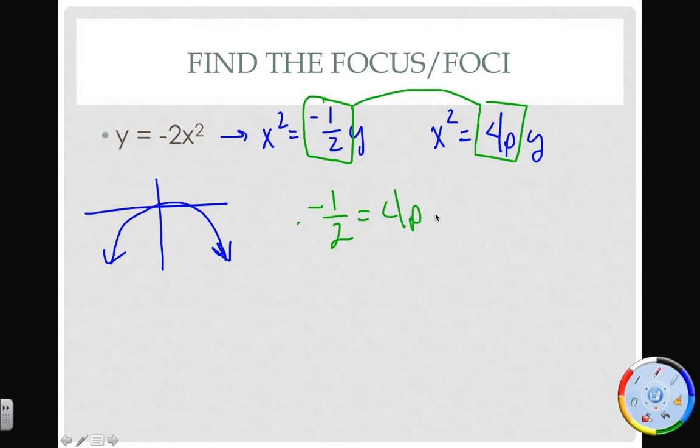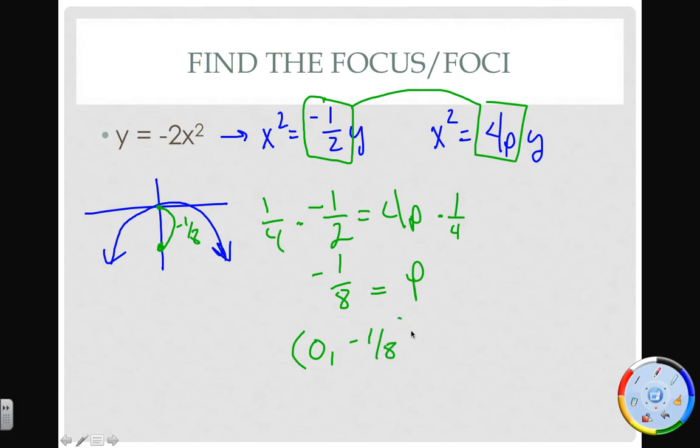And if I multiply both sides by 1/4, p is -1/8. And that's actually the distance from the origin down to my focus, which means the coordinate of my focus point is 0, -1/8. That's as easy as that.